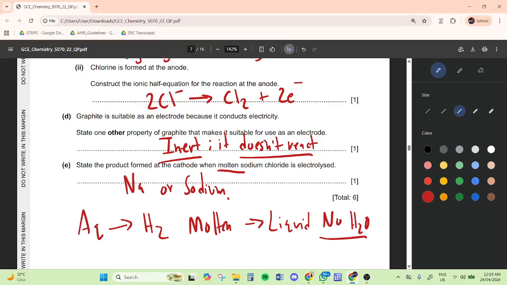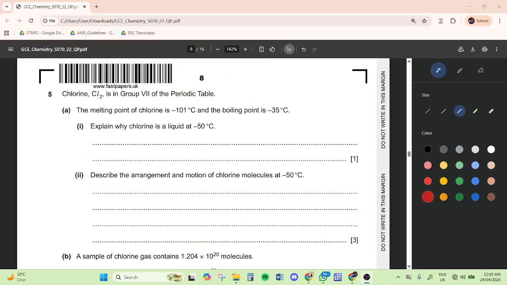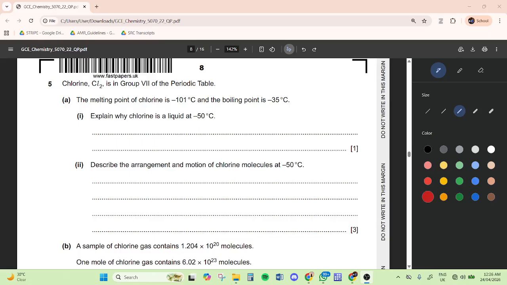Let's move on to question 5. Chlorine is in group 7 of the periodic table. The melting point of chlorine is minus 101 degrees Celsius, and the boiling point is minus 35 degrees Celsius. Explain why chlorine is a liquid at minus 50 degrees Celsius. So minus 50 degrees Celsius is greater than minus 101 degrees Celsius. So chlorine melts at minus 101 degrees Celsius.